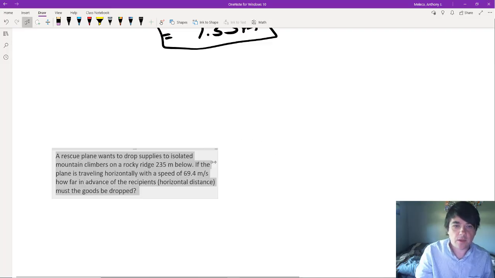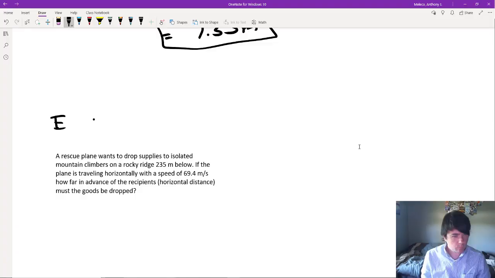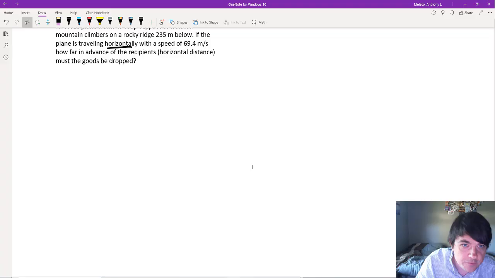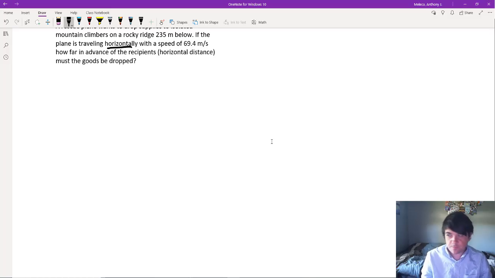So this is going to be a rescue plane. Here's our example. A rescue plane wants to drop supplies to isolated mountain climbers on a rocky ridge 235 meters below. If the plane is traveling horizontally, there's that word again, with a speed of 69.4 meters per second, how far in advance of the recipients, so horizontal distance, because far could be interpreted as time, must the goods be dropped?